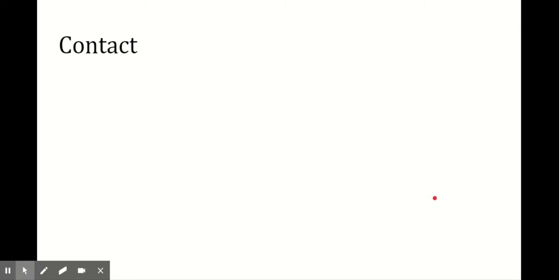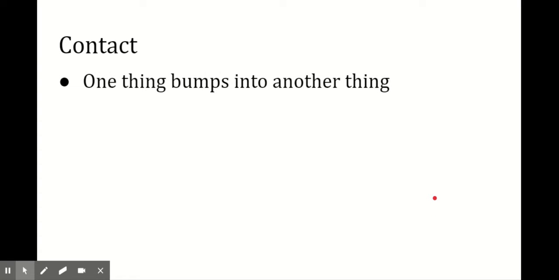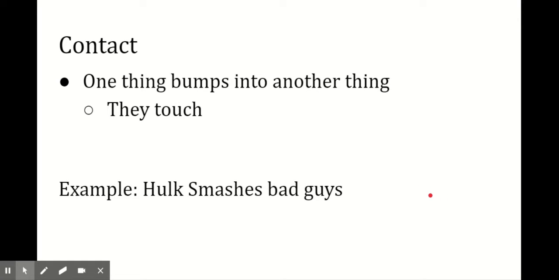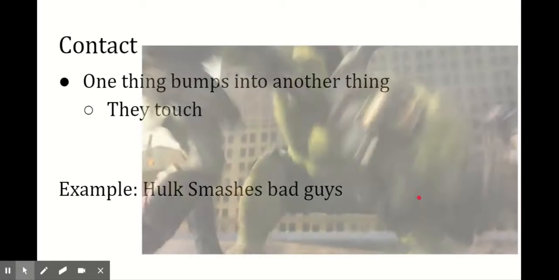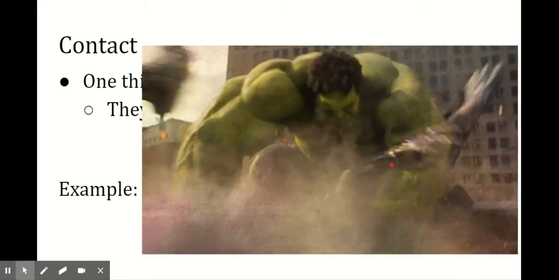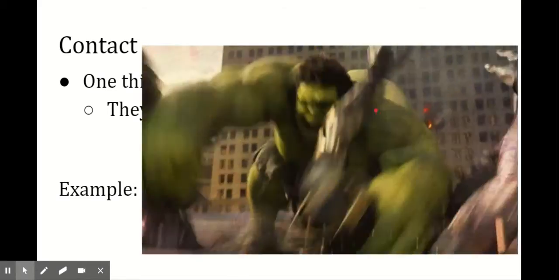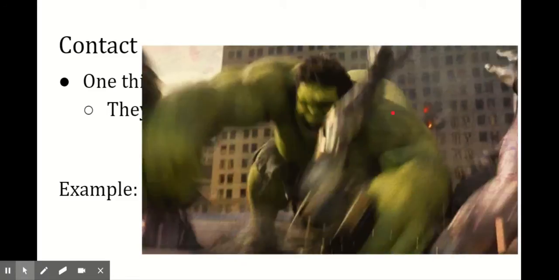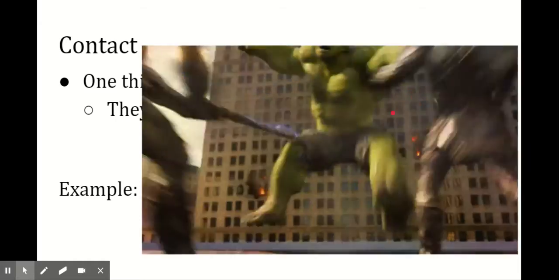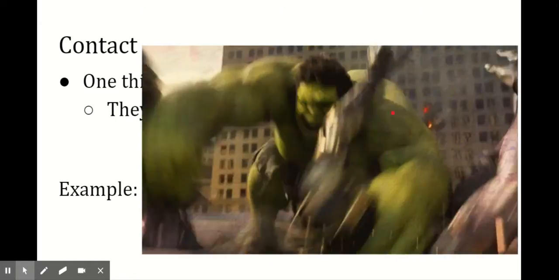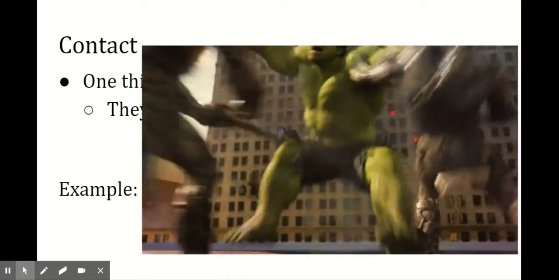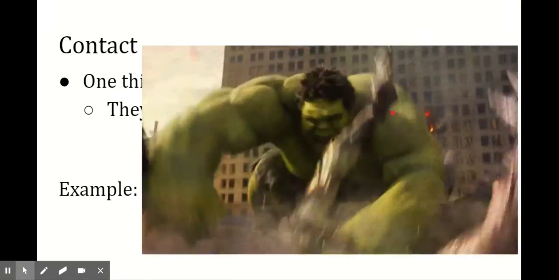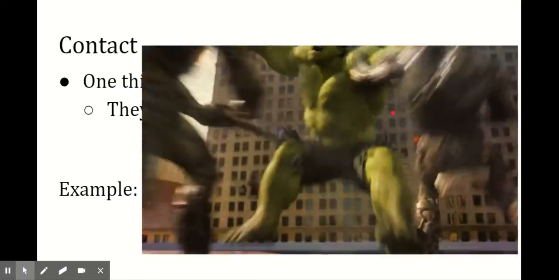But just as kind of a review, contact means one thing bumps into the other, or they're touching somehow or another. And so my example for you guys is the Hulk smashes some bad guys here. So he is touching them, and he's using some of his chemical energy to push them down to the ground. So he is making them move. So he's changing chemical energy into some kinetic energy. Or you might also think about it as he is using the kinetic energy in his fists to smash into the bad guys, and he gives them the kinetic energy.